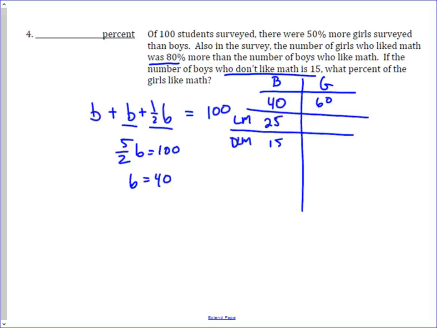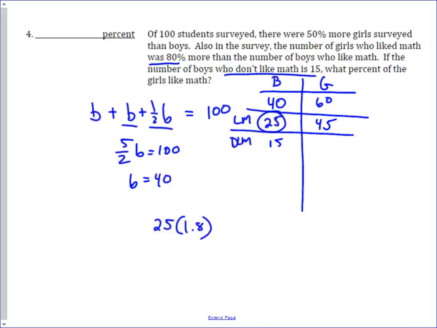That like math. And so if the number of girls who like math is 80% more than the boys, you just need to do 80% more than 25. Well, doing 80% more than something is the same as multiplying it by 1.8. The 1 being the something, and then 80% of that is 0.8. And so when you do 25 times 1.8, you get 45.